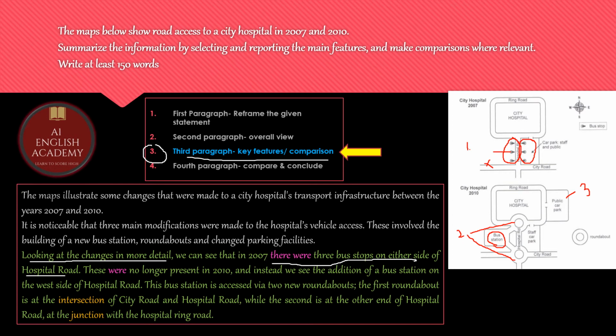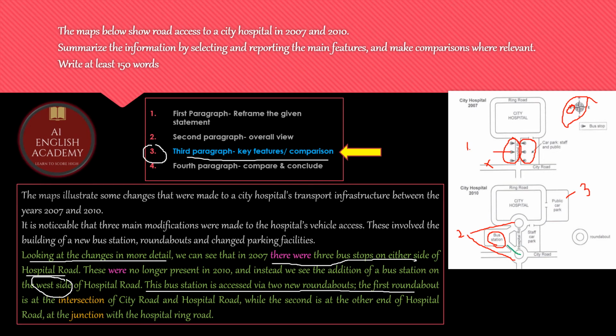Okay, now you can see that this is the addition here because earlier this space was empty. So now the bus station is there. Okay, and this is on the west side. We come to know that this is the west side from this description. The directions are given over here. Now read further. This bus station is accessed via 2 new roundabouts. Come to the map once again. You can see that the bus station can be accessed via 2 roundabouts. You can see here 2 roads are linked with the bus station.